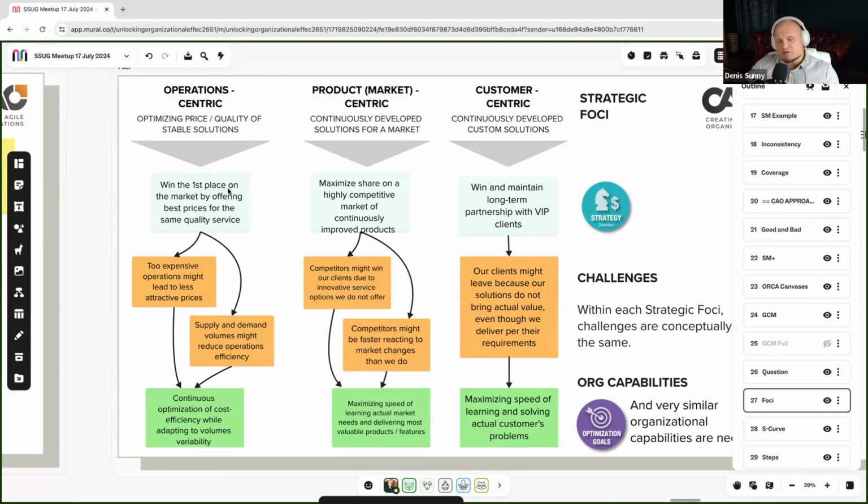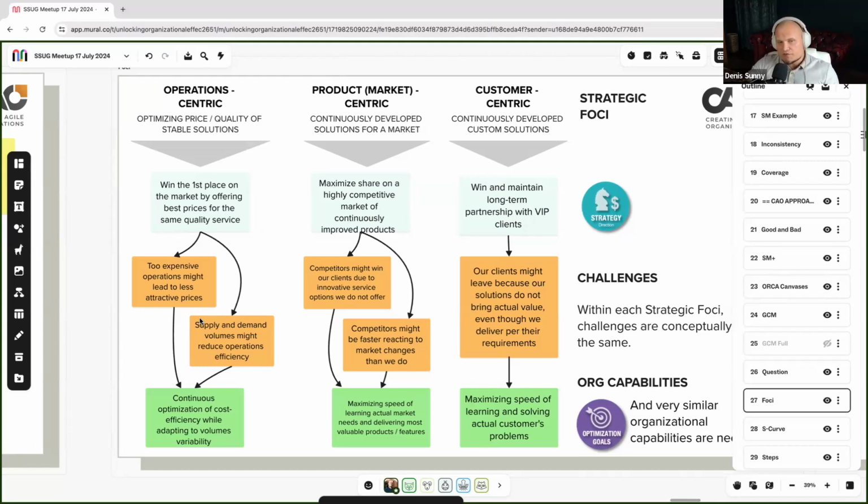Operations-centric. So this is something that normally you see when a company has stable products or services. They don't need to develop them further, but they want to provide better offering price-wise with the same quality, for example. So the main challenge for them is that they might have too expensive operations. And on the other hand, they might experience changing volumes in supply and demand. So their main focus would be on continuous optimization of cost efficiency while adapting to volume variability.